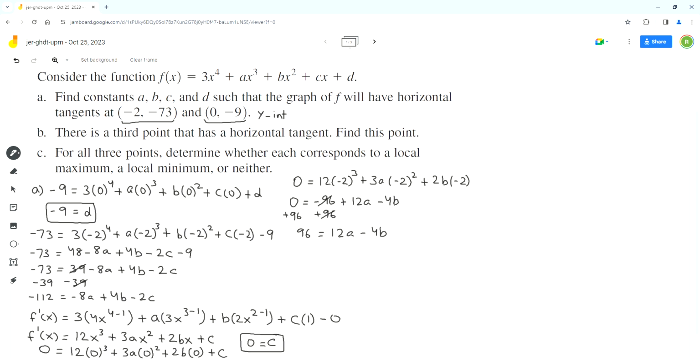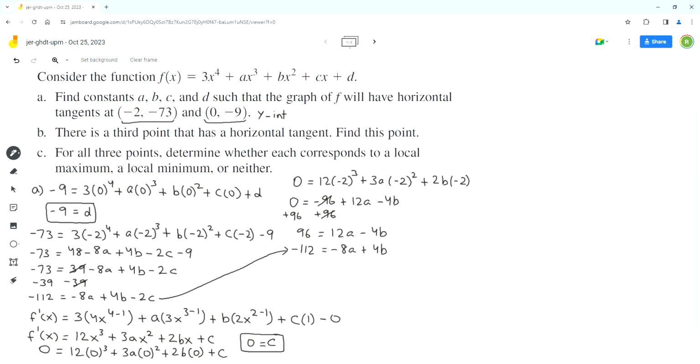Now we can use the first equation we got for a, b and c and sub in c as 0 in that equation. So this equation changes to negative 112 equals negative a plus 4b. So the c term in this equation goes away. So we get a linear system with variables a and b. Now we have to solve this linear system to find the value of a and b.